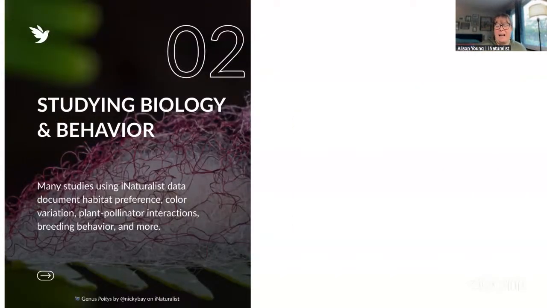Studying biology and behavior of species is really cool too. So this is things like looking at habitat preference or color variation in species, or species interactions like plants and pollinators, or things eating other things, breeding behavior. And this is a really cool use of iNaturalist data because this is more than just the data itself. This is about the photographs on iNaturalist, right? If you're looking at things like color variation or interactions of species together, you're actually using the photographs on iNaturalist rather than just the data point of a species and where it occurred. So that's a pretty cool use of iNaturalist data as well.